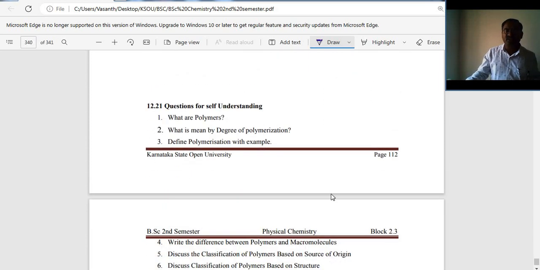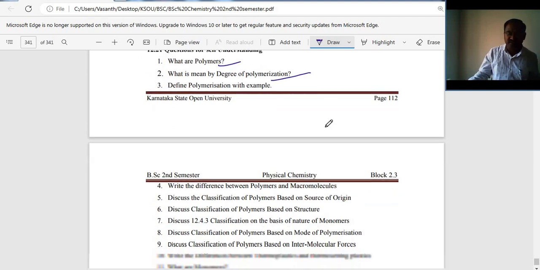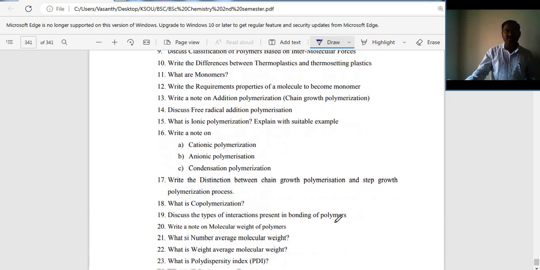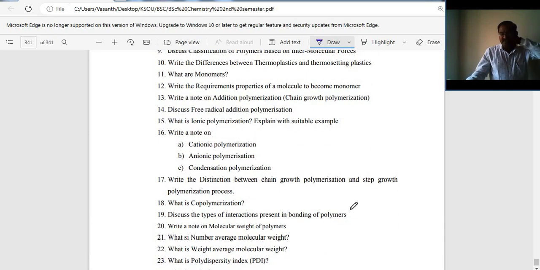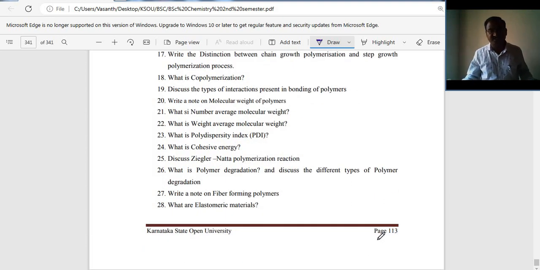Okay. These are all very important concepts regarding polymers. Here are questions for your self-understanding: what is a polymer, degree of polymerization, classification of polymers, sources and origins of polymers. Write a note on cationic and anionic polymerization, copolymerization, rubber, Ziegler-Natta reactions, biodegradable polymers, etc. These are all very important in your examinations.